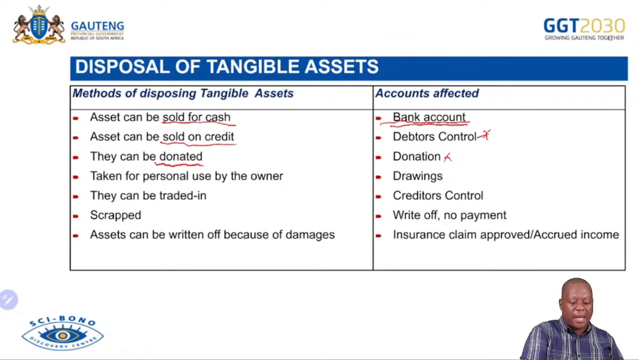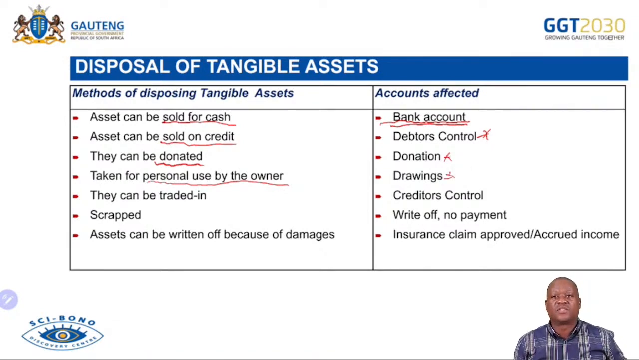Sometimes the owner may decide to take the asset for personal use. Whether it's still useful for us or not, the owner may decide to take it for personal use. Then in that case, this is regarded as drawings, and it affects the equity of the business.